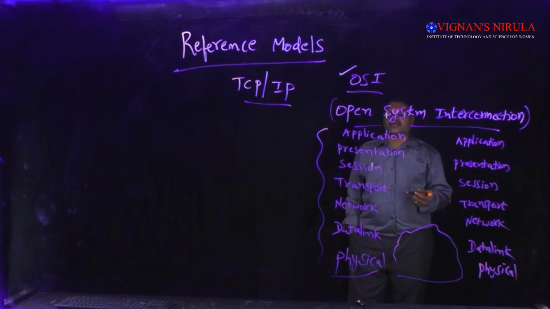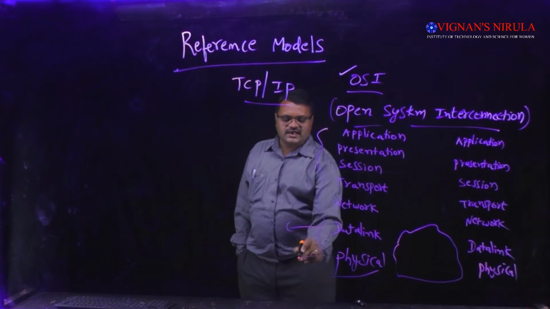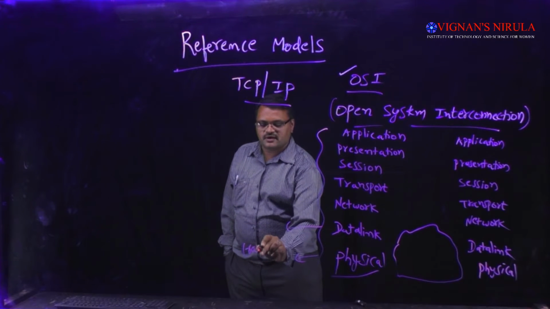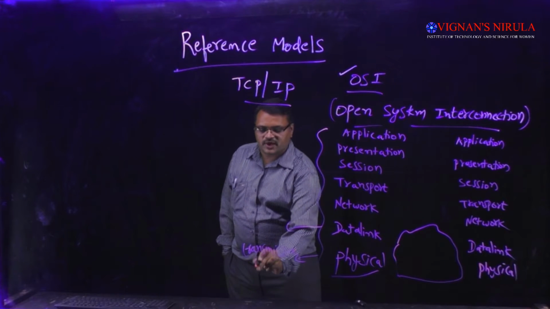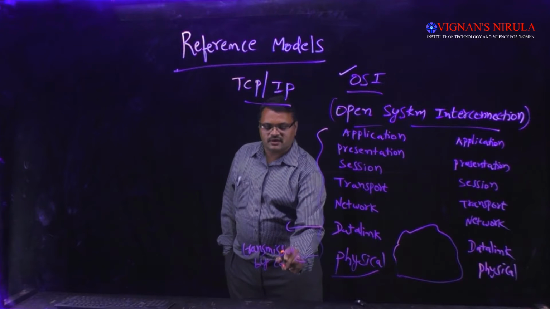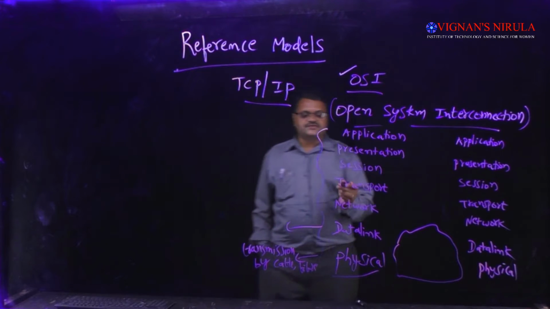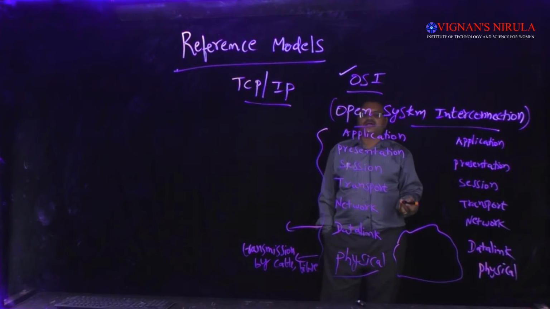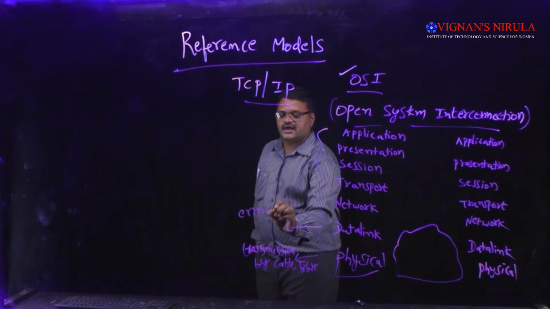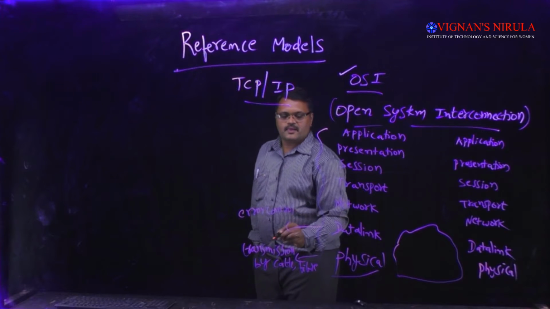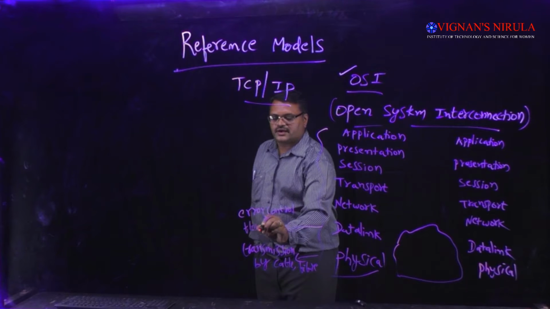Next is the data link layer. Physical layer is for transmission by cable or optical fiber, etc. Whereas the data link layer deals with error control and flow control.